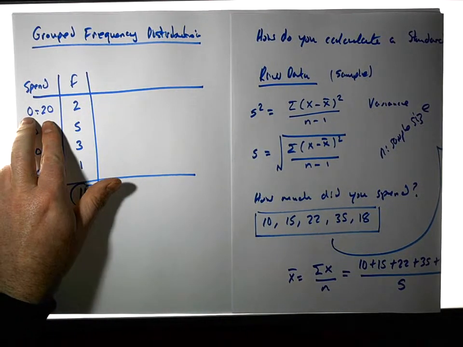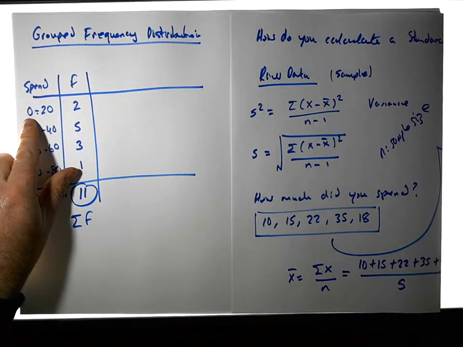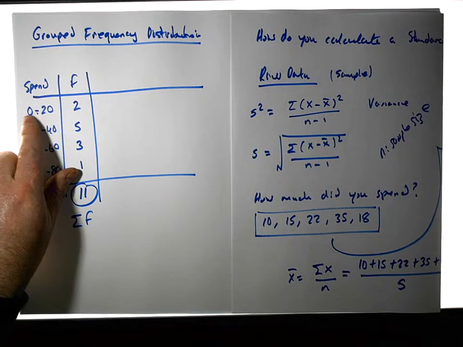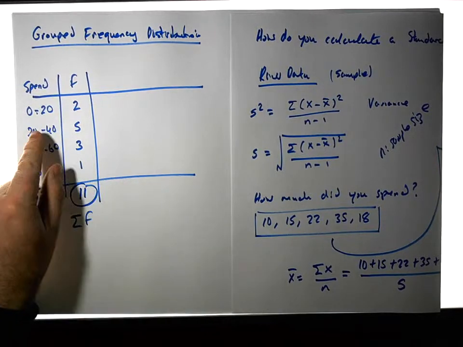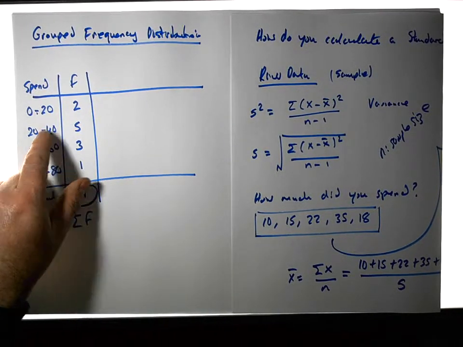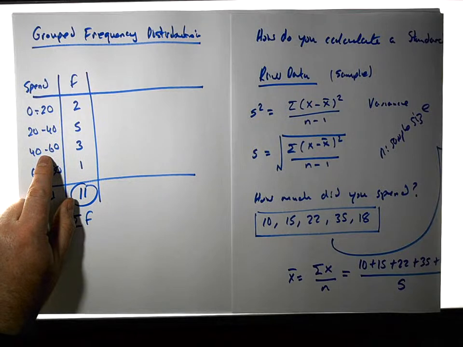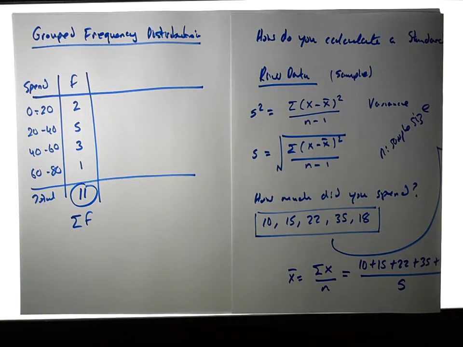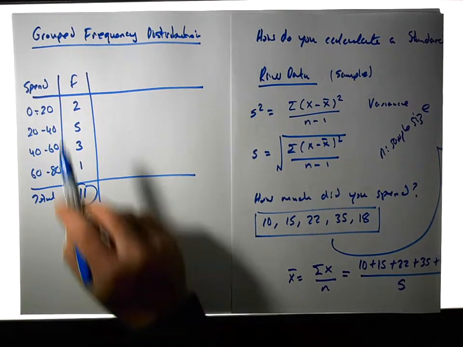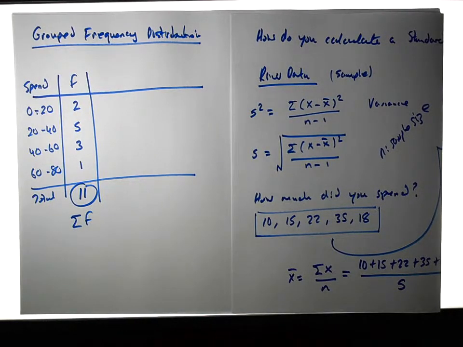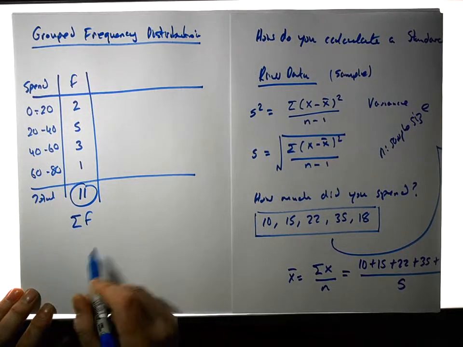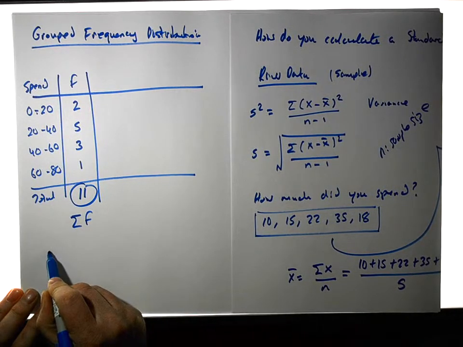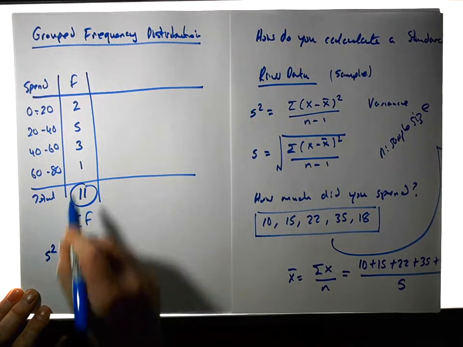Now, the convention is that responses that include the lower bound but exclude the upper bound are counted within the intervals. So if someone responded with a value of 20, they'd be counted in this interval here. If someone responded with a value of 40, they'd be counted in here. So it excludes the upper bound. So what we'd like to do now is calculate the variance or the standard deviation in this particular case. Now, the formula for the variance is still s squared, but this time we've got frequencies.